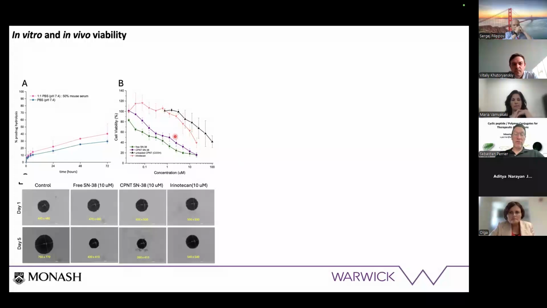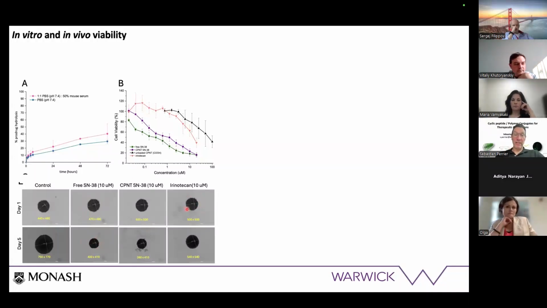So if we look now again at our spheroid model in 3D cells, we're comparing here a control. You see the spheroid at day 1 has grown after day 5. With SN38, not only is it preventing growth, but it's actually shrinking the spheroid. That means SN38 is really efficient at not just preventing the growth of the cells, but even killing the cells.